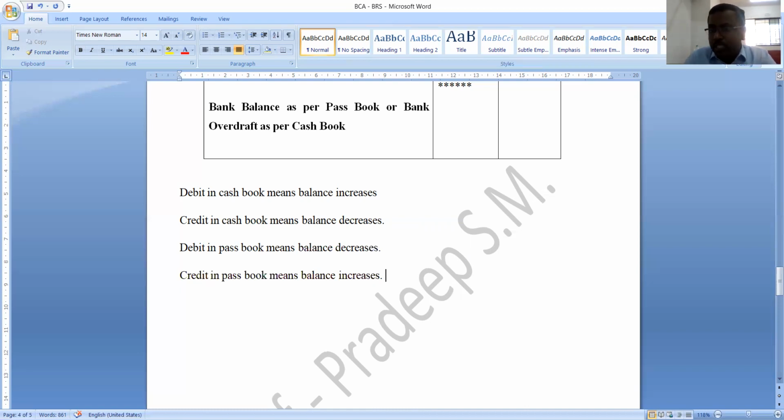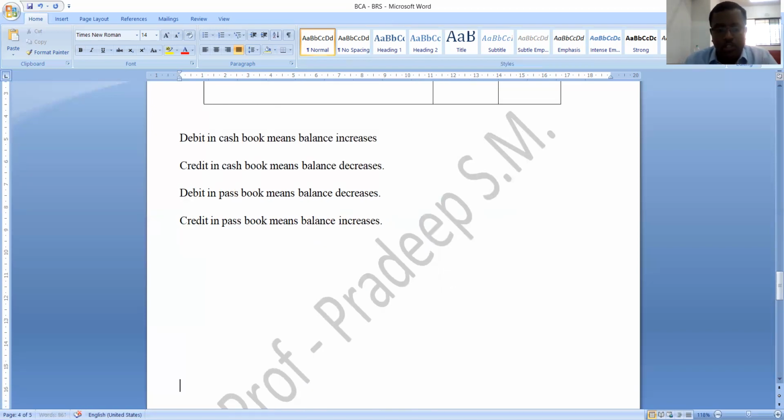Debit in the cash book means bank balance increases. Credit in the cash book means bank balance decreases. It is completely opposite in case of passbook. Debit in passbook means balance decreases. Credit in passbook means balance increases. It is what you should keep in mind while solving problems on bank reconciliation statement.